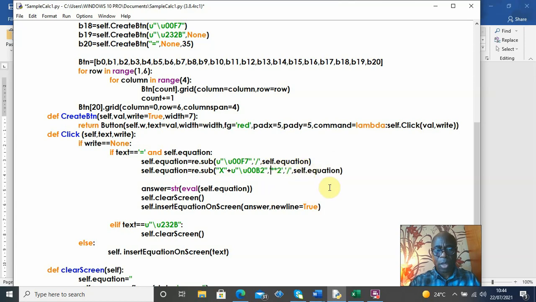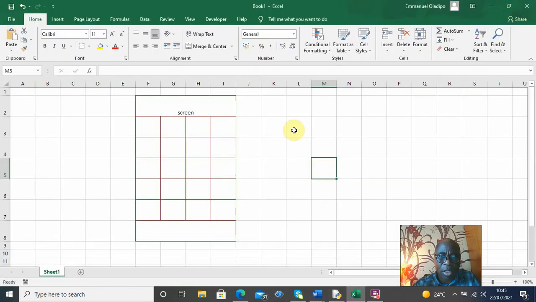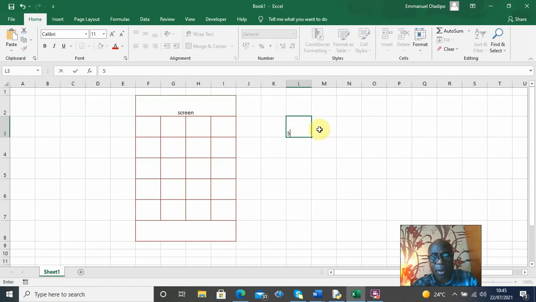Okay, so star 2 there. Basically, this is how we exponentiate. The exponentiation operator is double star, as you can see there. It's the same way you have the caret symbol for exponentiation in Microsoft Excel. For instance, if I go into Microsoft Excel now and I want to exponentiate, let's say 5 to the power of 2. Remember, in Excel we use the caret symbol for that, but in Python it's slightly different.